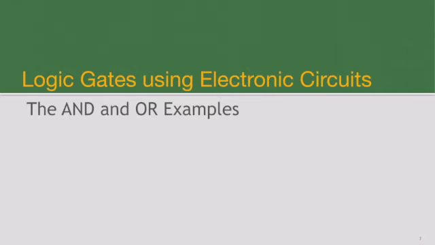Now, how are these logic gates created? What I want to show from this portion is that logic gates, and in general computers, are actually electronic circuits. They are nothing more than electronic circuits. So let's have a look at how electrical or electronic circuits can be used to create AND and OR gates.